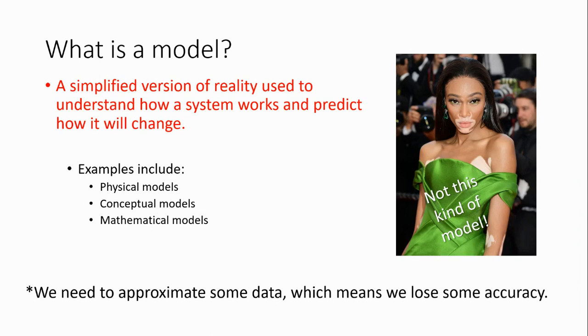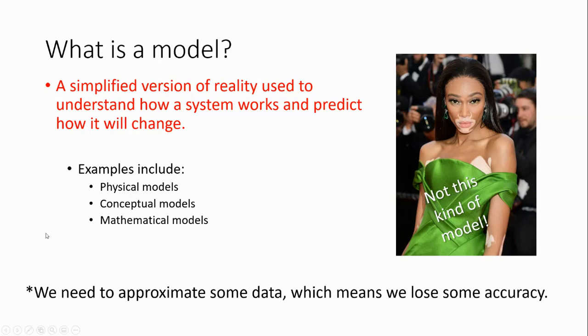All right, what is a model? Not this kind of model, even though she's great. So a model is really just a simplified version of reality. We use models because we want to understand how a system works, and we want to predict how it's going to change. So think of if you watch the weather, right? Meteorologists use lots of different types of weather models to predict the weather or predict how it might change. And they're just approximations.